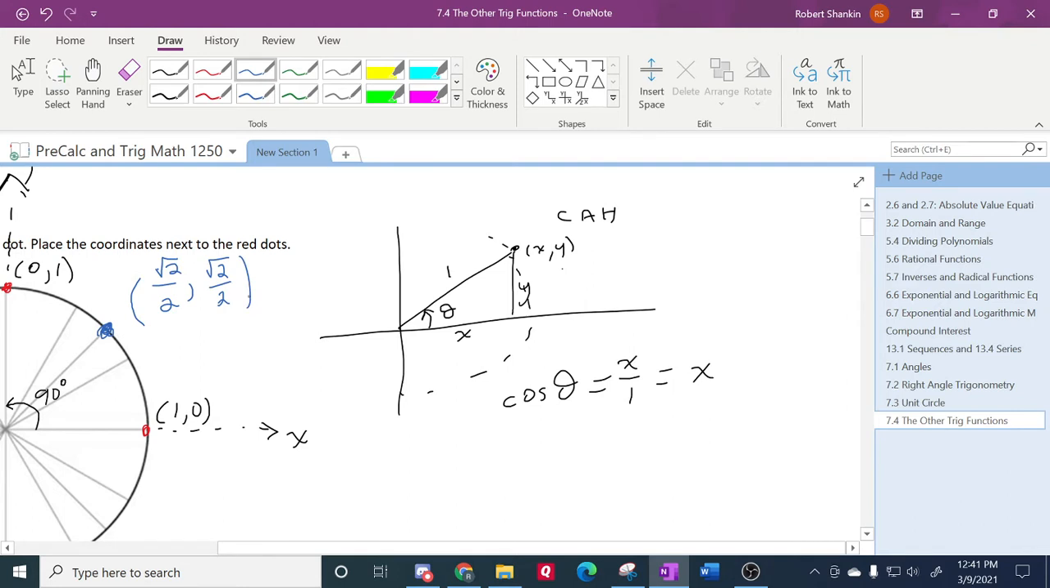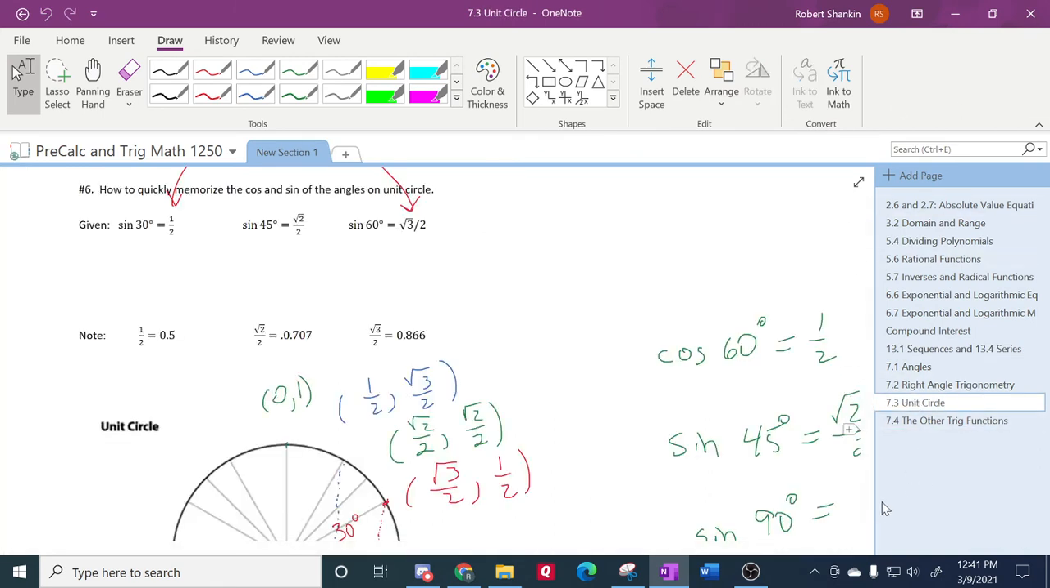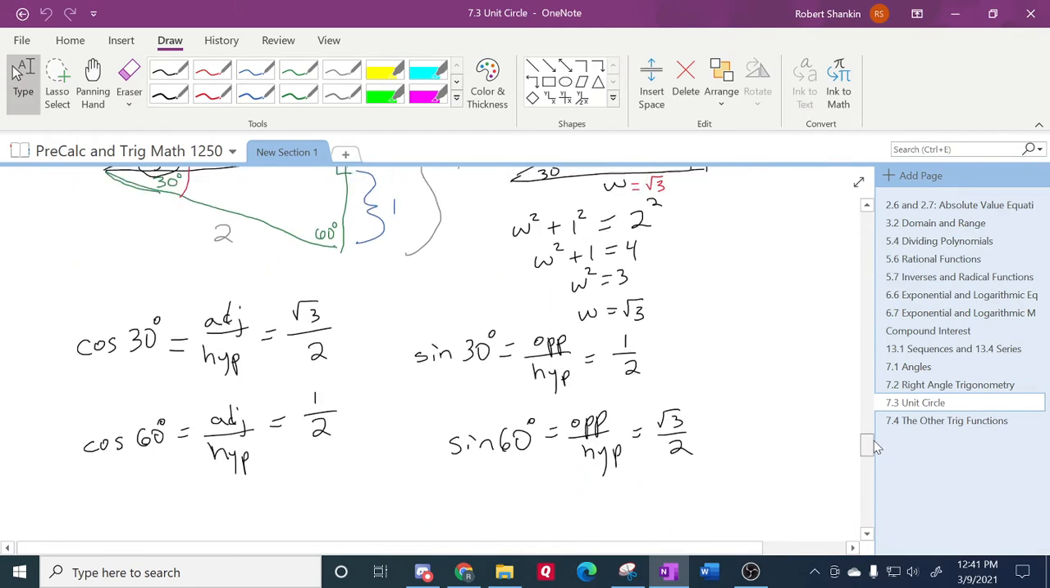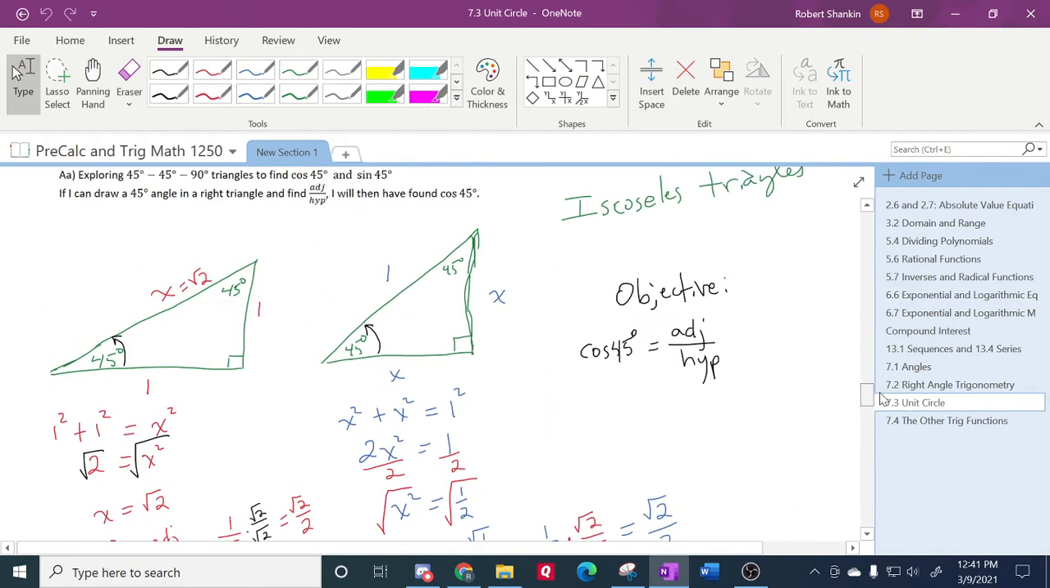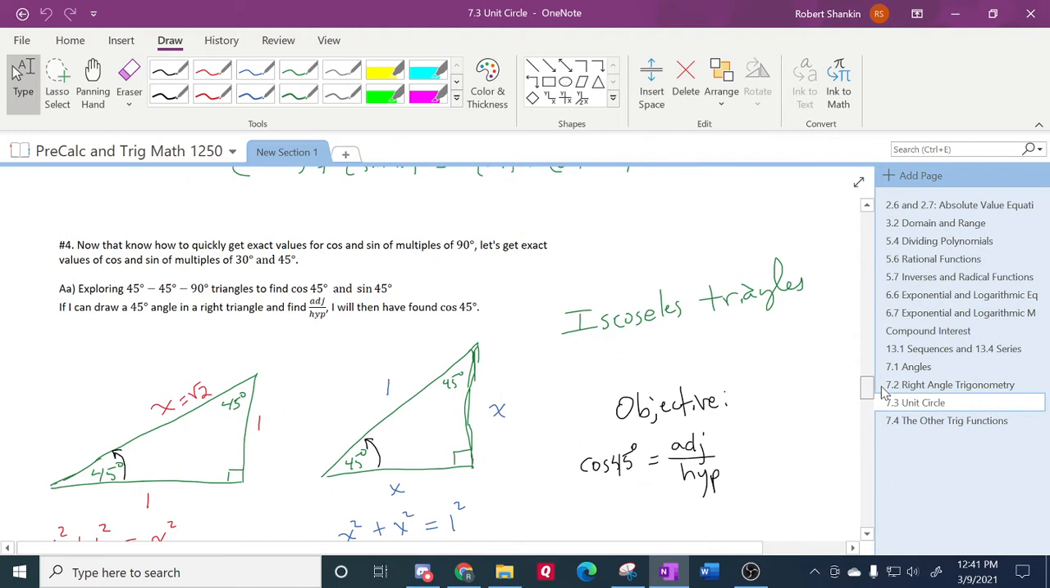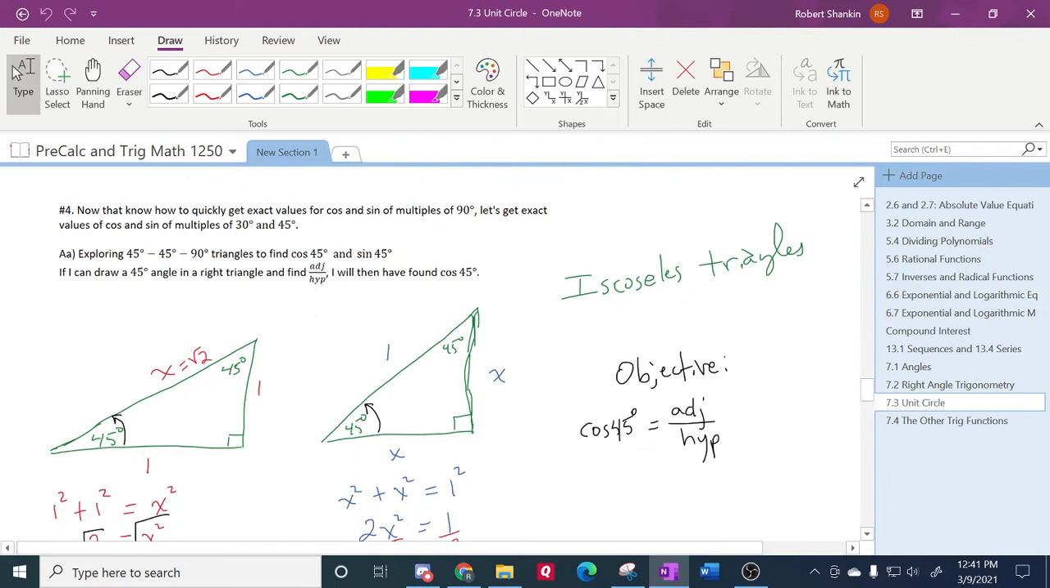Now, how did we know that it was going to be square root of 2 over 2, square root of 2 over 2? Yesterday, we were going kind of fast. It was towards the end of class. We did this thing with the 45, 45, 90 degree triangle. And by just drawing one 45, 45, now that's called an isosceles triangle, these two sides had to be equal. When the angles are equal, the sides are also equal.